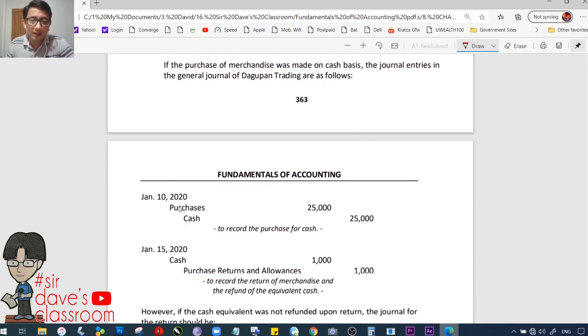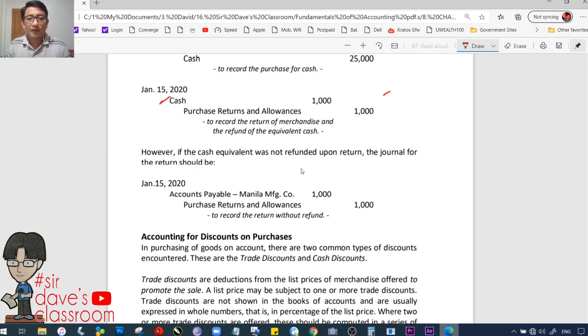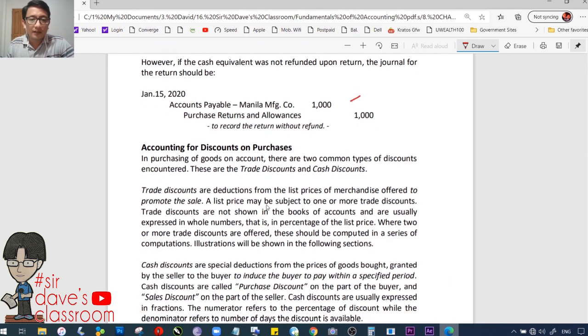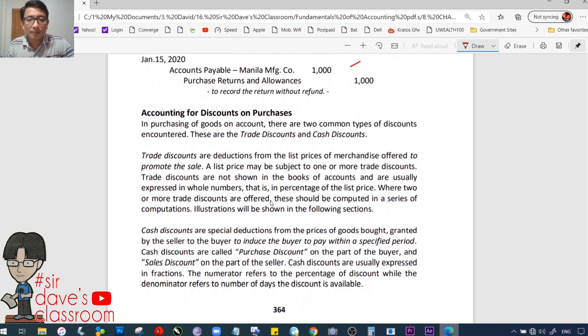Then it would have been debit purchases, credit cash, at pag isinauli, then tatanggapin naman natin yung cash, kaya naka-debit sa cash. Credit purchase returns and allowances. However, if the cash equivalent was not refunded upon return, the journal entry for the return would be as follows. Debit accounts payable, credit purchase returns and allowances. Okay? Next, accounting for discounts on purchases.